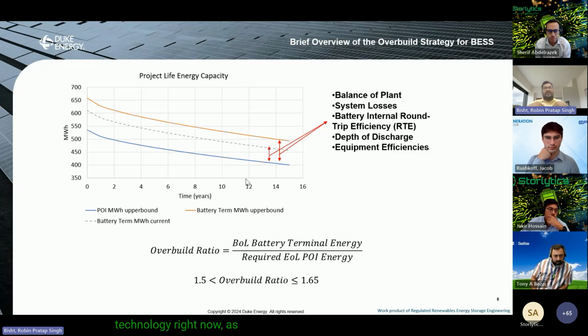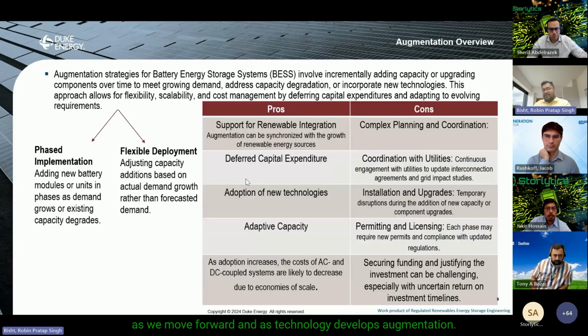Right now, as technology moves forward, it becomes better. You see this overbuild ratio going down because you have better equipment efficiencies, right? So the overbuild strategy is definitely going to improve as we move forward and as technology develops. Augmentation. So the way, and I feel like there are so many different flavors of augmentation.